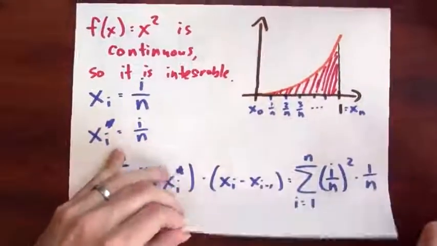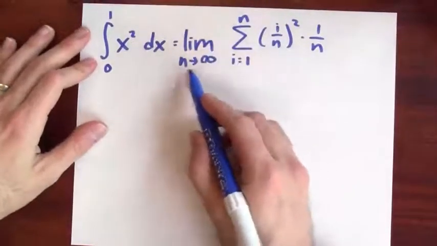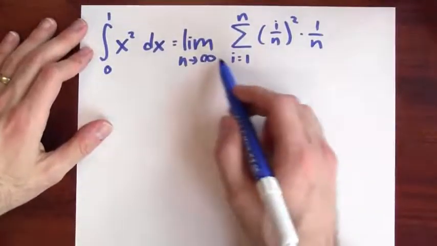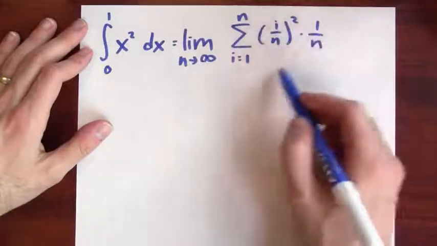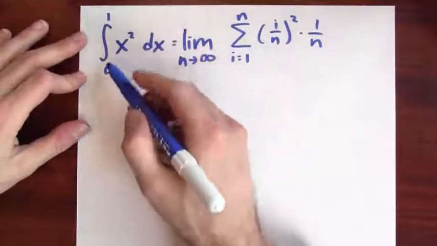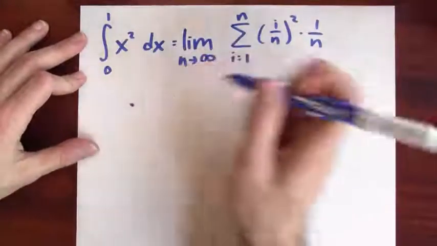Okay, so this is really what I want to calculate. I want to calculate the limit as the number of things in my partition, each of equal size, goes to infinity. That's a finer and finer partition, and this is the Riemann sum that we had before, and this is calculating the integral from 0 to 1 of x squared. All right, well, how do I do this now?